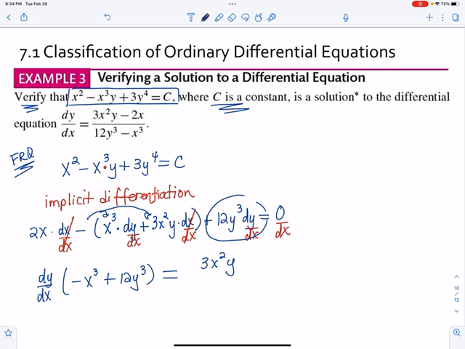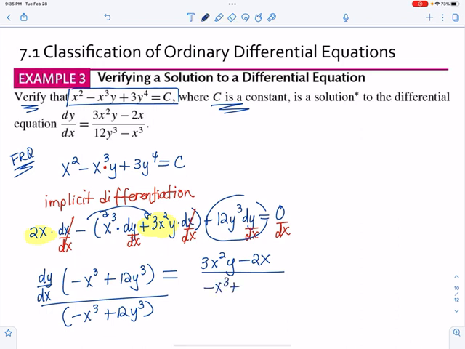And then, maybe what I should do is highlight those two things. This will go to the other side, as will this. And then I'm going to write minus 2x behind that. Then solving for dy dx, I'm dividing by this quantity. I don't need the parentheses, I suppose.